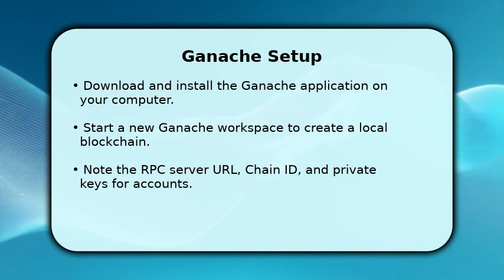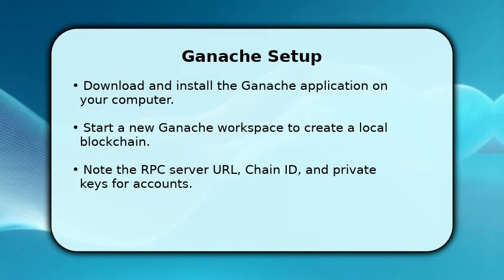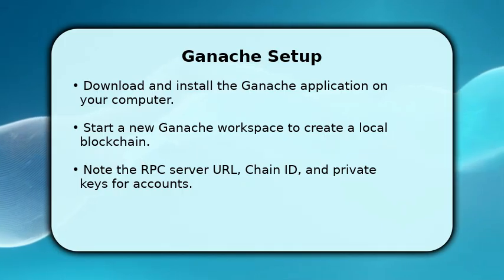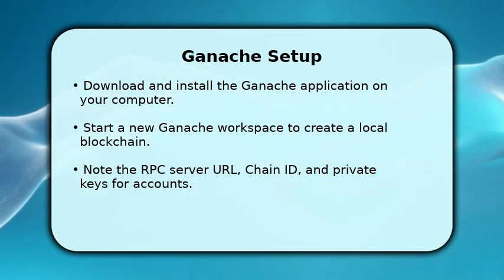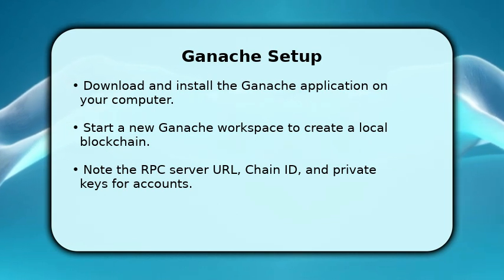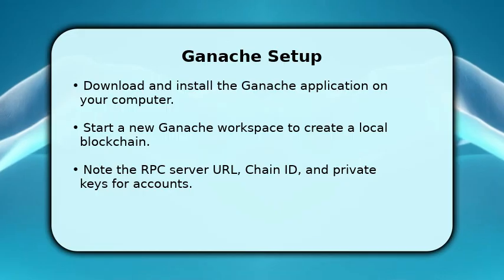Once open, click Quick Start to launch a new personal blockchain. GANACHE will automatically generate 10 test accounts, each pre-funded with 100 Ether. Crucially, locate the RPC server URL, which is typically http://127.0.0.1:8545 and the chain ID, usually 1337 or 5777. Also, copy the private keys for the accounts you wish to use. You'll need these for MetaMask.